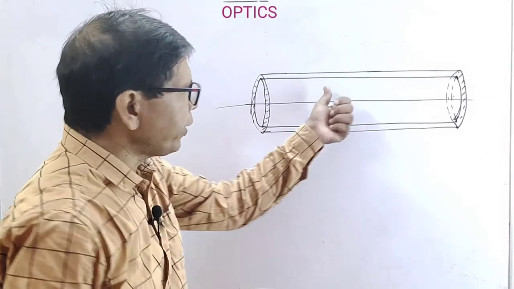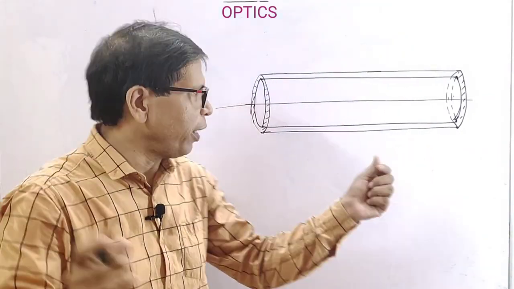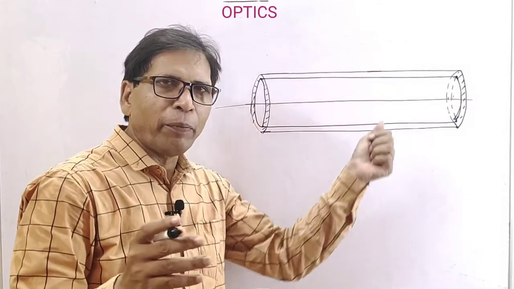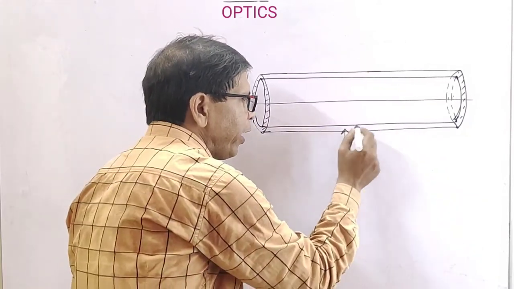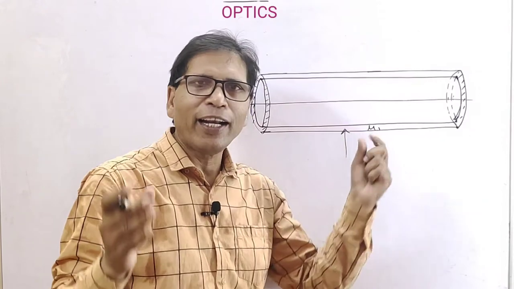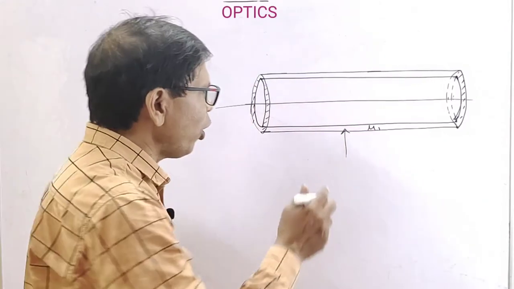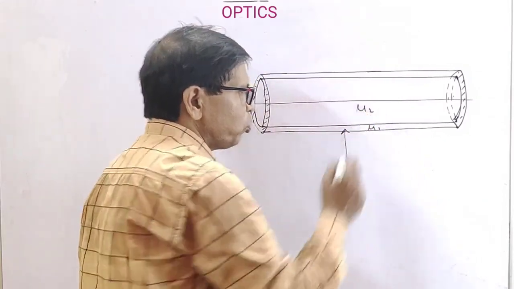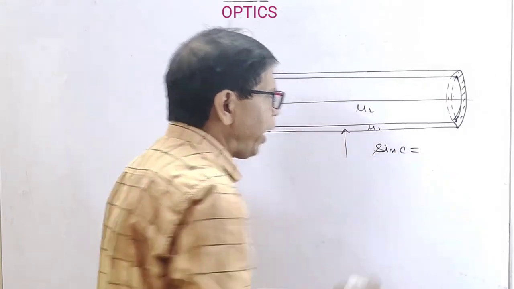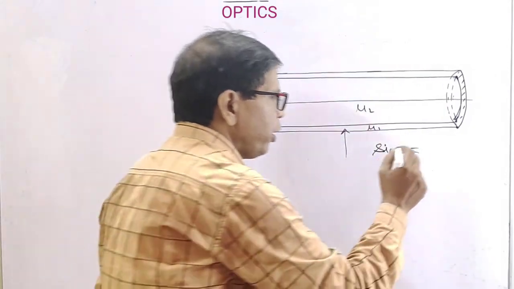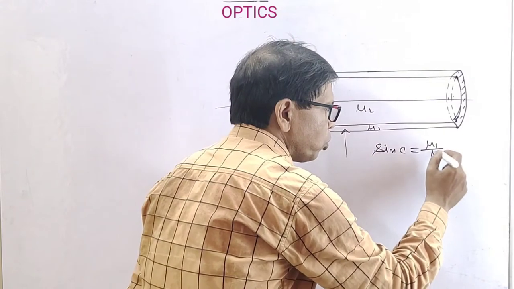Optical fiber is a very thin, transparent, refracting medium through which light gets totally reflected. Now look at this. This is an optical fiber. The outer layer of the optical fiber is known as cladding. The refractive index of the cladding, mu 1, is less than the refractive index of the optical fiber, mu 2. So the sine of the critical angle between these two media is equal to mu 1 by mu 2.